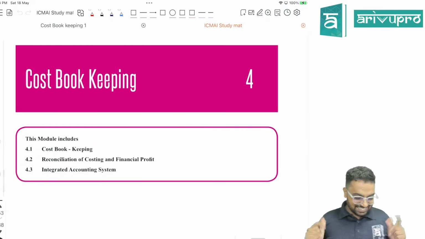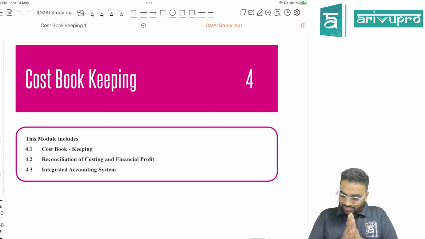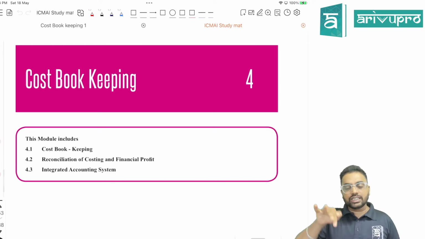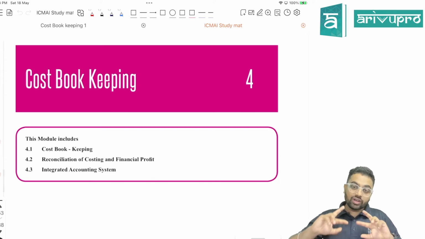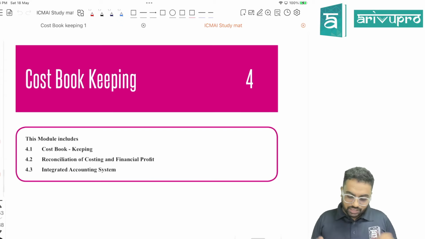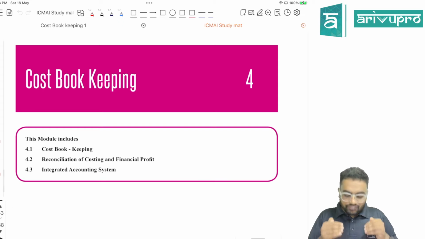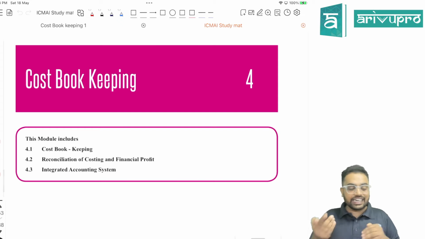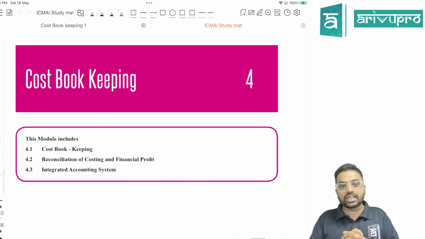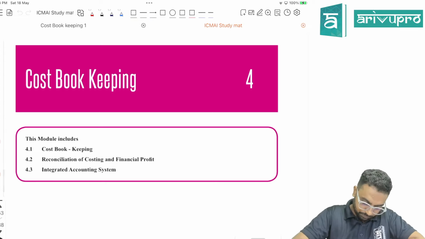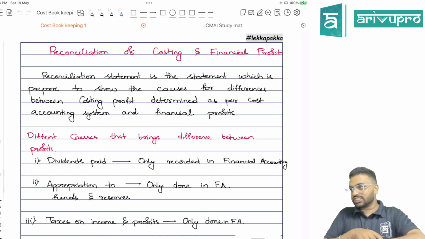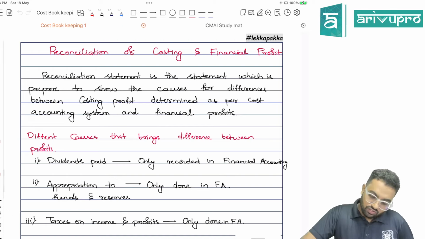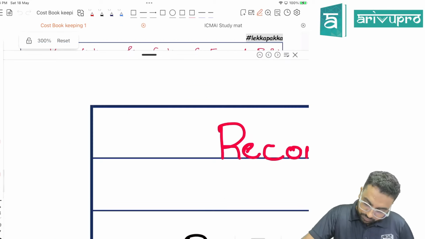So far we have discussed cost bookkeeping in unit 1, that is relating to non-integrated accounts, right? So today we are going to look at the second unit, that is nothing but reconciliation of costing and financial profits.